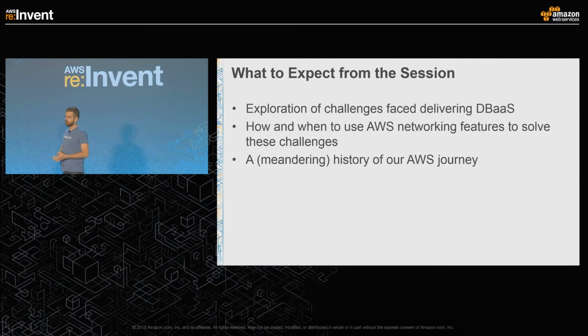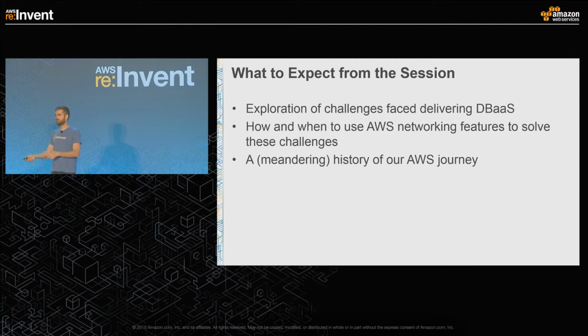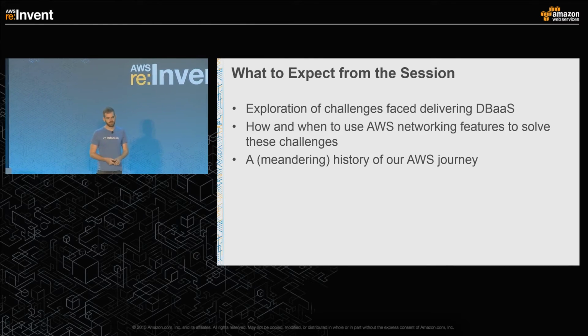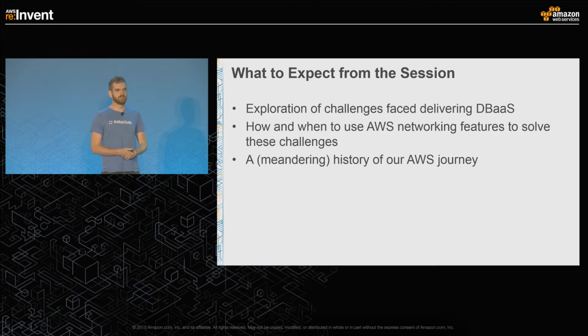So first of all, I'm going to talk a little bit about some of the challenges faced in delivering a database as a service. And again, as I mentioned previously, I'll be using Cassandra as an example, but really you could take this and apply this to any service that you need to deliver within your organization or externally to third parties. And then I'm going to talk a little bit as well about how and when to use various AWS networking features to solve some of the challenges that you will face in terms of delivering these services into your own organization. And it'll also include a bit of a meandering history of our own AWS journey that's woven in there.